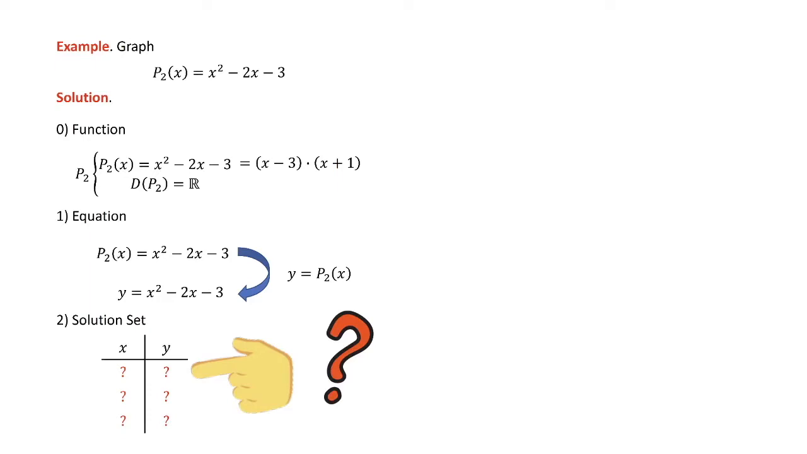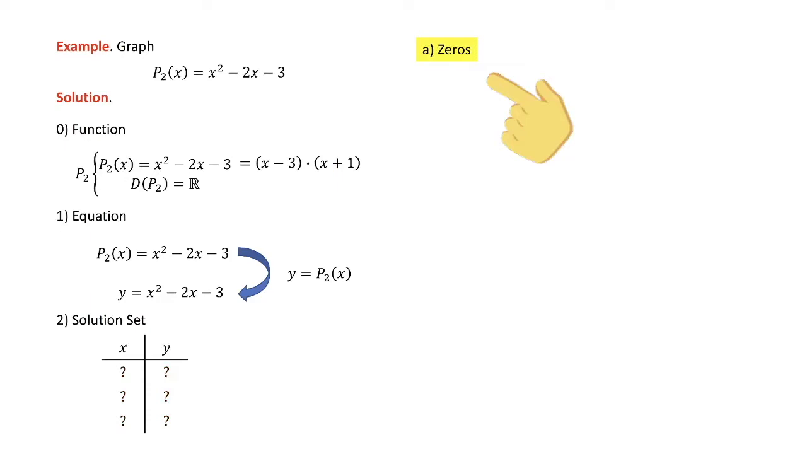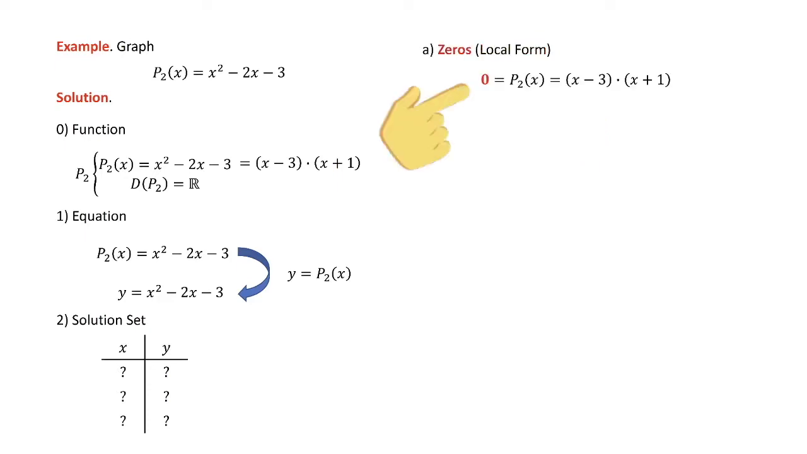What's the game plan? Well, I'm always going to use zeros. I'm always going to find the zeros. Why? Because that's what the local form gives me. That's the point of the local form. So zeros are going to be in the neighborhood. That's why it's called local versus global, we'll see in a minute. So zeros are where the function equals 0. And again, see how the local form just gives it to me.